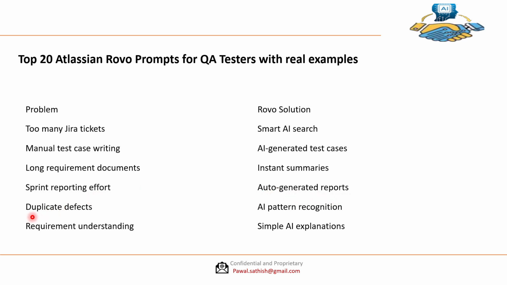The problem of finding duplicate defects, Rovo helps with that through AI pattern recognition. Sometimes requirements are complicated and we are not able to understand them, so we ask Rovo for a simple AI explanation. That way Rovo is helping in our day-to-day work and definitely our productivity increases.